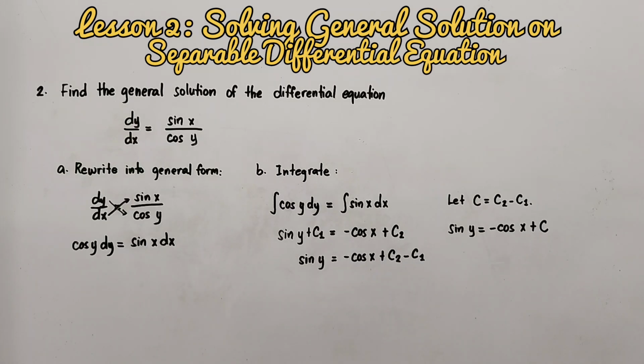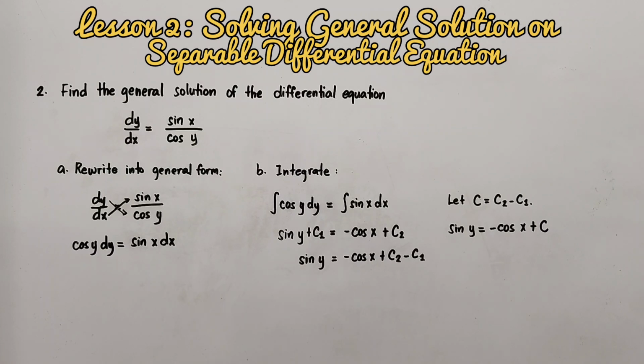For dy over dx equals sin x over cos y, to rewrite this into general form, we can apply cross multiplication. So we have cos y dy equals sin x dx. Integrating both sides, the integral of cos y dy according to the theorem is equal to sin y plus c sub 1. And the integral of sin x dx is negative cos x plus c sub 2.